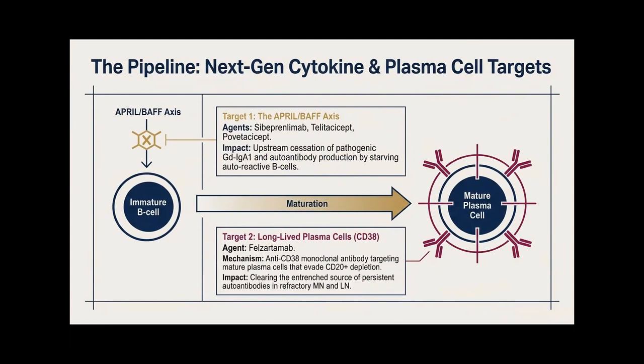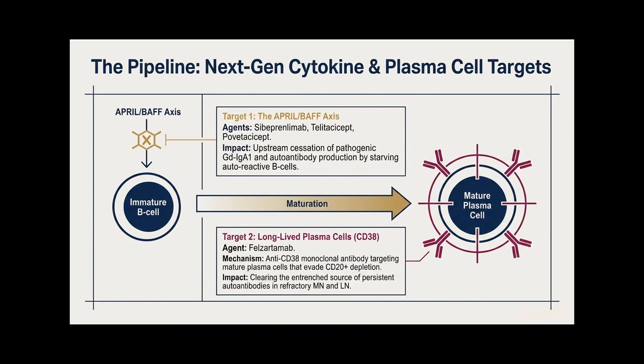Finally, pipeline. Next generation, what are the next generation drugs available? April BAFF axis. Immature B cell is there, and April BAFF axis is targeted by sibeprenlimab and telitacicept. Sibeprenlimab, telitacicept, or povetacicept, both are congeners. Upstream cessation of the pathognomonic Gd-IgA1, that is galactose-deficient IgA1, and autoantibody production by starving the autoreactive B cells.